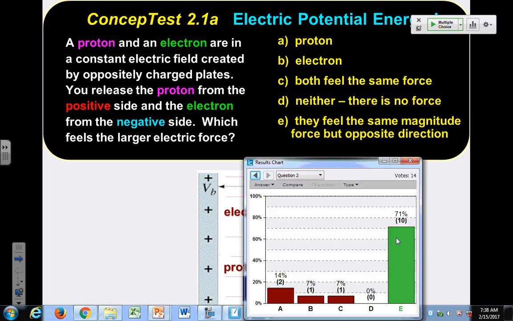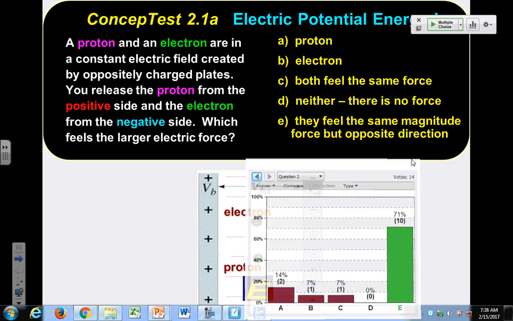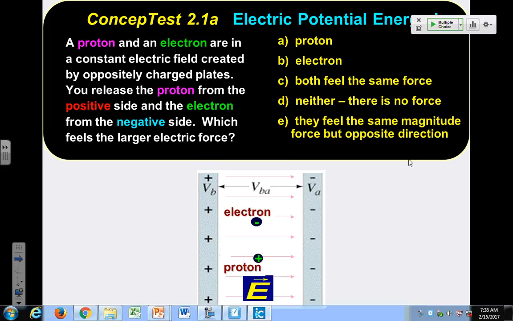Okay, good. They feel the same magnitude force but the opposite direction. You can think about it a couple different ways. Probably the easiest way is to say, well, F is equal to Q times E. And so since Q is the same for the electron and the proton, then they're going to feel the same force. They have the same charge and the same electric field, but the electron feels the force in this direction, the proton feels it in the opposite direction.